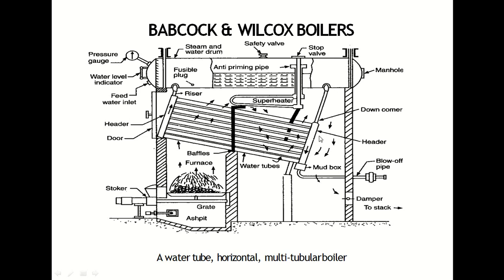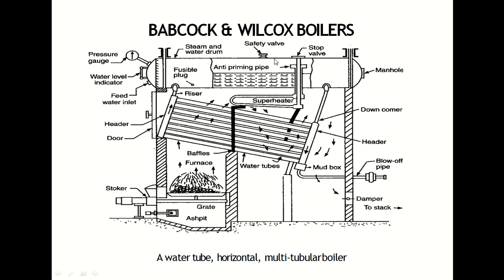These are the headers. In the headers the water tubes are attached. Now here, the feed water inlet. Through that inlet, we will feed the water into the drum or the shell. This is the water level indicator, which shows how much water is available inside the drum. Then the pressure gauge indicates the pressure generated by the steam in the shell. Then the safety valve, then the stop valve.